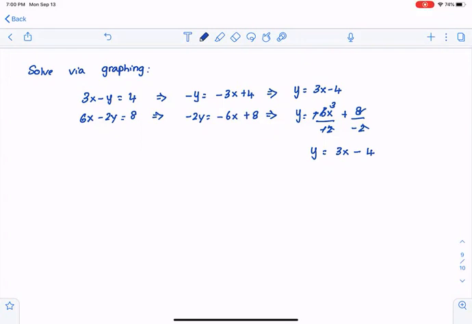So this system has infinitely many solutions because we're talking about the same line. So a line can intersect with itself infinitely many times. So we don't have a point of intersection in this problem. Unique solution. So there is no unique solution.